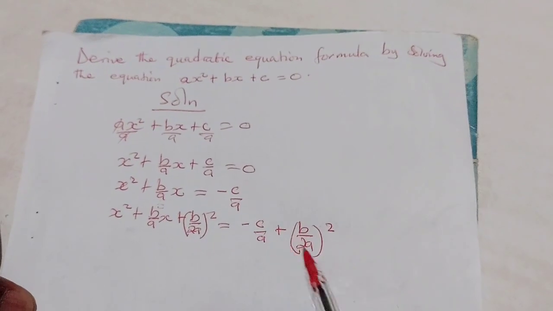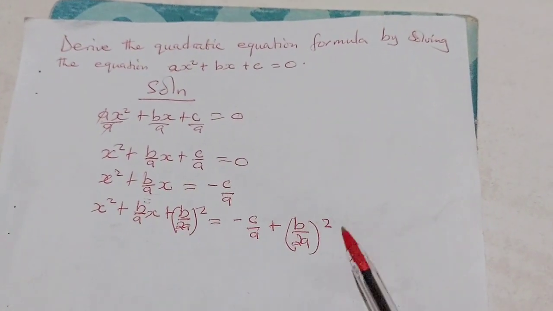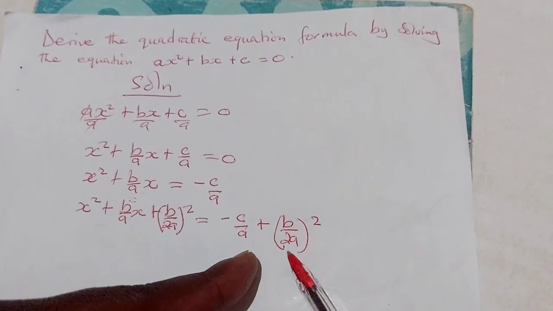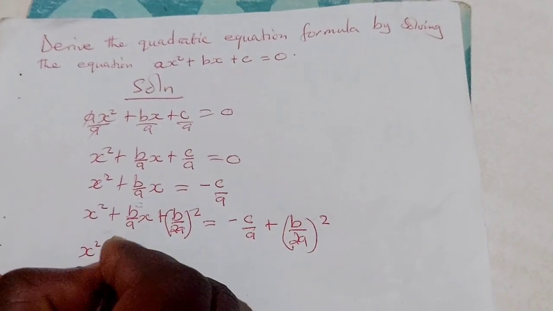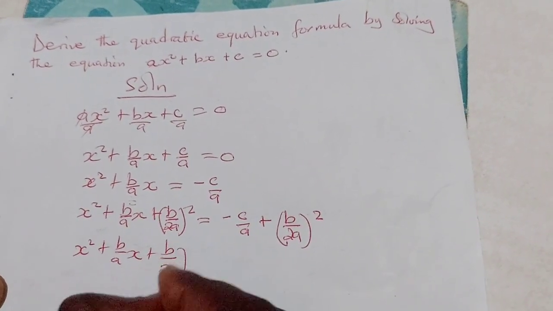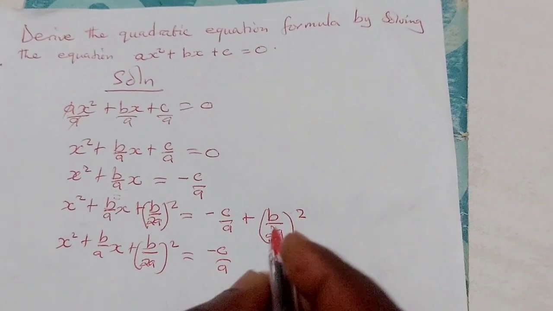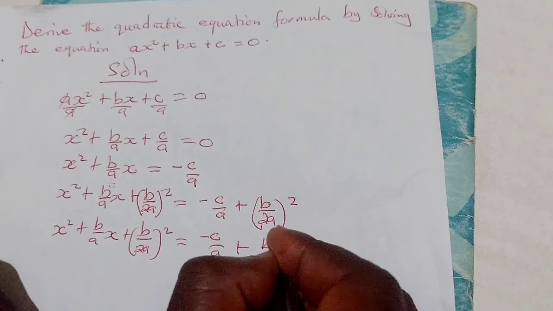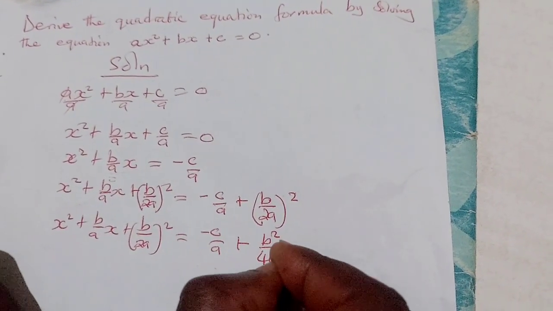When you go to this side, in short, I should just say we should remove these parentheses. So we are going to say x squared plus b over a x plus b over 2a squared equals negative c over a plus b squared over 2a squared, it is going to be 4a squared.